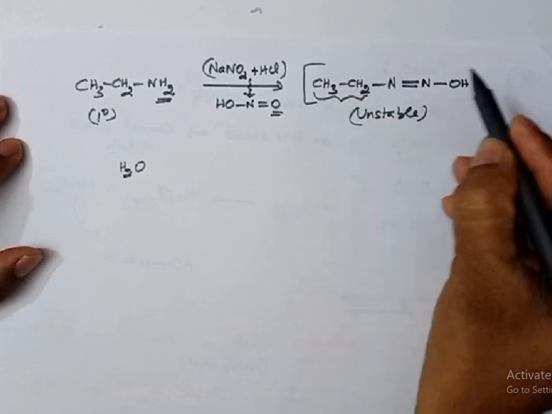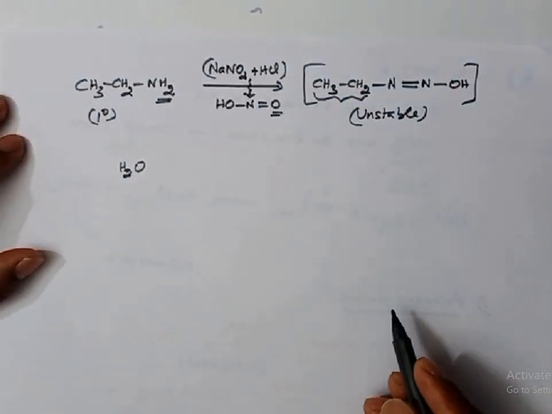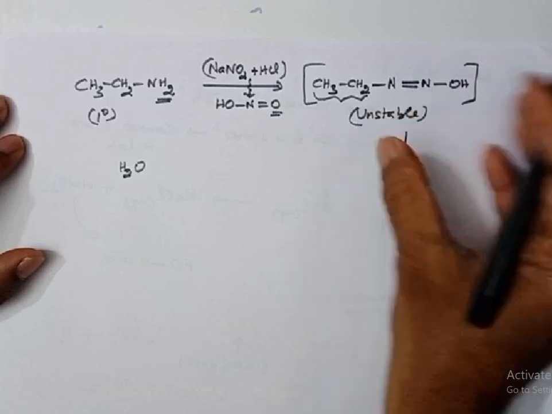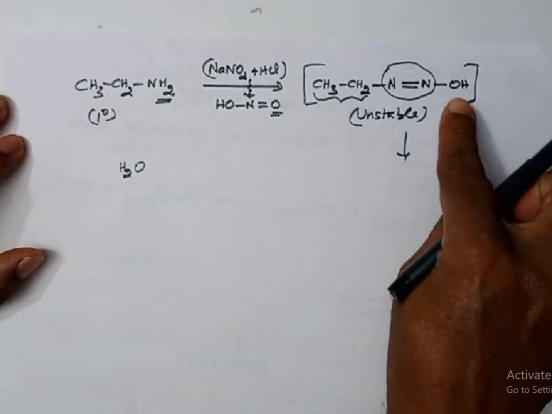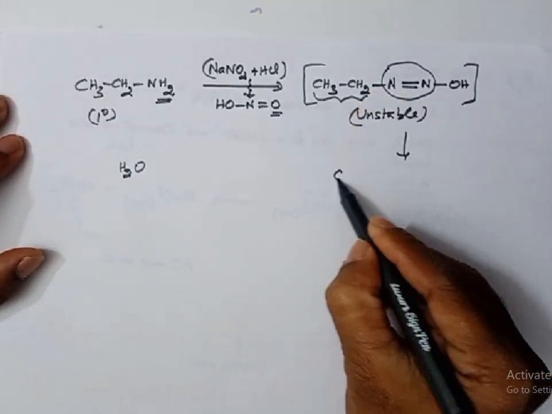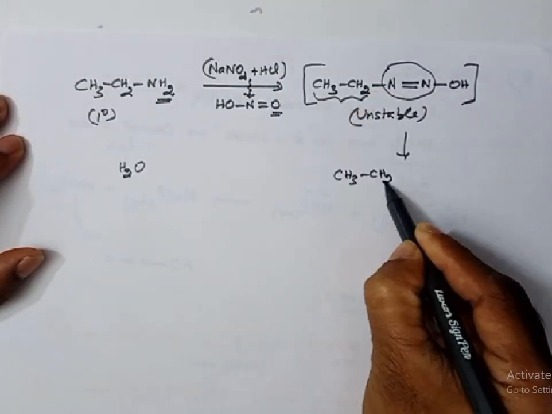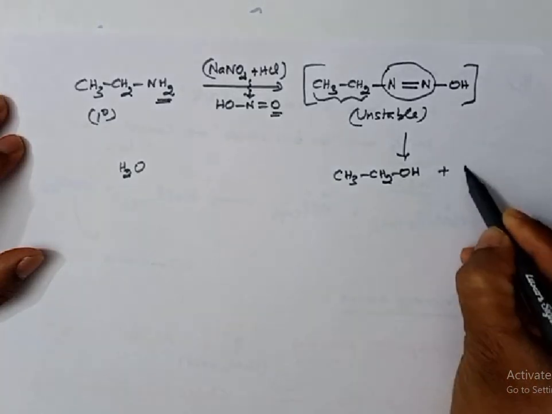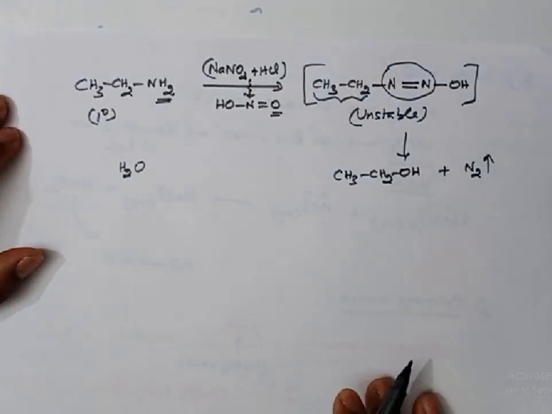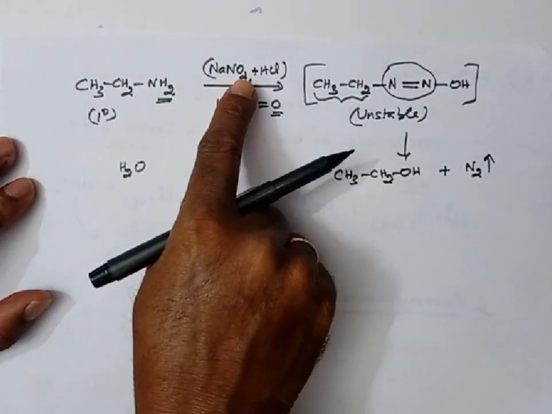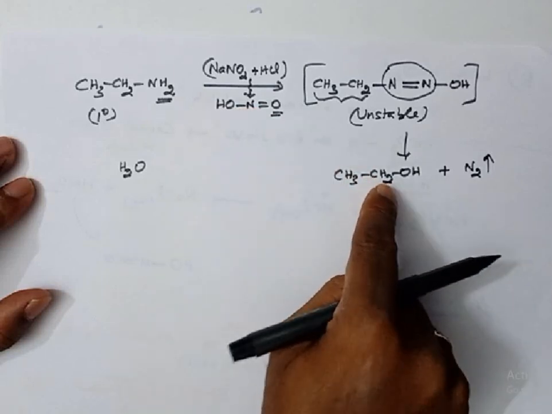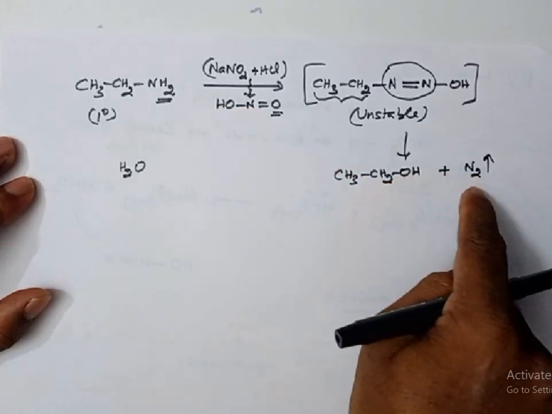This compound is highly unstable. Then what will happen? It will immediately decompose, right? So that this N2 comes out as nitrogen gas and the OH attaches to the CH2 group. CH3CH2OH plus nitrogen gas is released. This is what happens with aliphatic primary amines. Aliphatic primary amine reacts with nitrous acid to form alcohol. Students, keep this in mind. It forms alcohol and nitrogen gas is released.